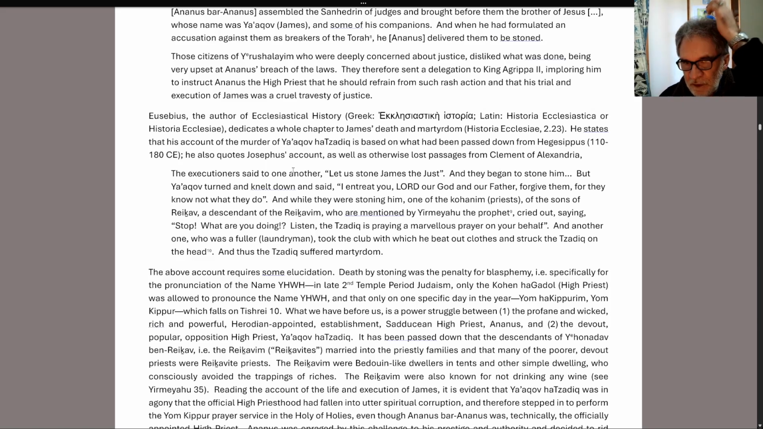And while they were stoning him, one of the Kohanim, one of the sons of Rechab, one of the Rechabites, the descendant of Rechavim, who are mentioned by Yirmiyahu the prophet in chapter 35, cried out, saying, "Stop! What are you doing? Listen, the tzaddik is praying a marvelous prayer on your behalf." Another one, who was a fuller, a laundryman, took the club with which he beat out clothing and struck the tzaddik on the head, and thus the tzaddik suffered martyrdom.